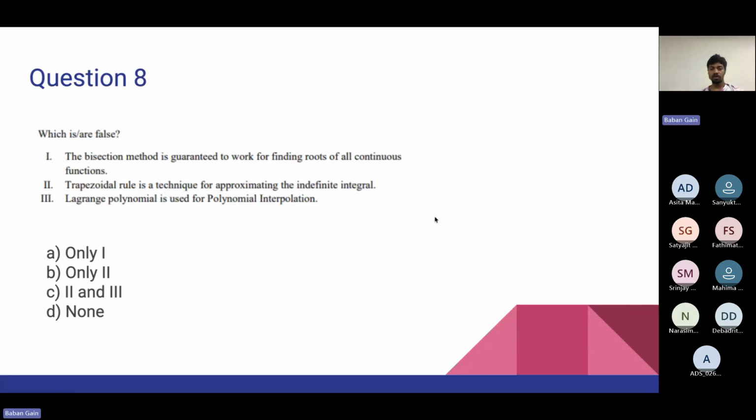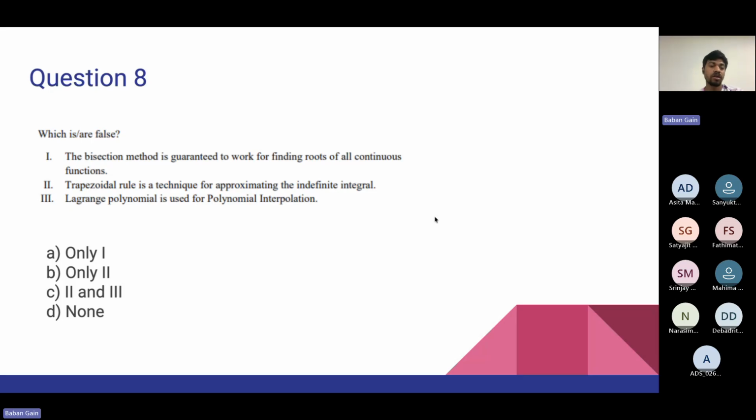Okay, so there is another MCQ. Bisection method is guaranteed to work for finding all roots for all continuous functions, assuming that there exists a root. Okay, so is this true or false?